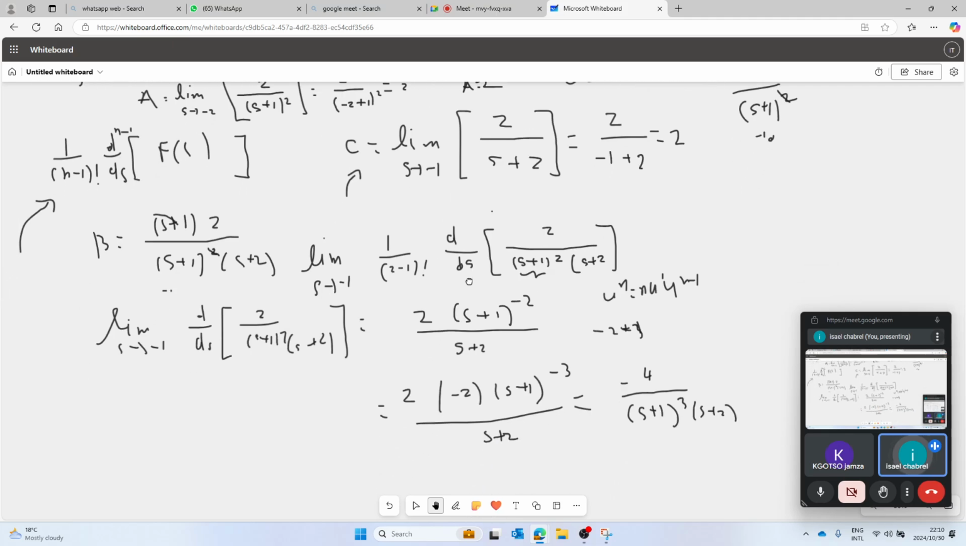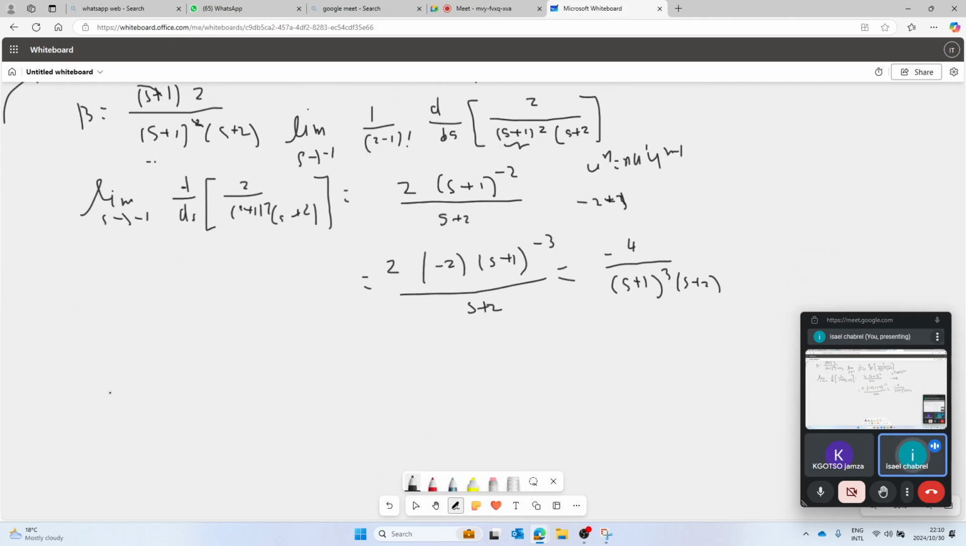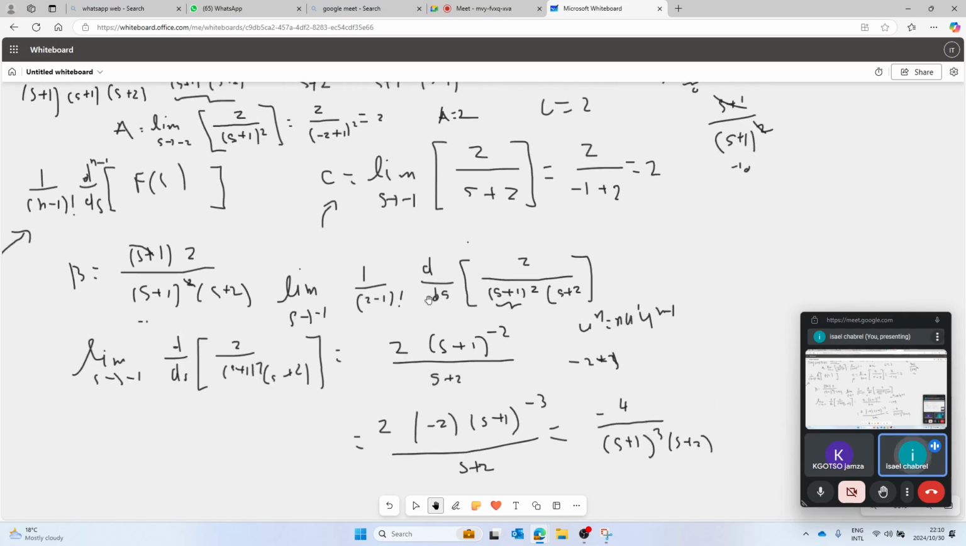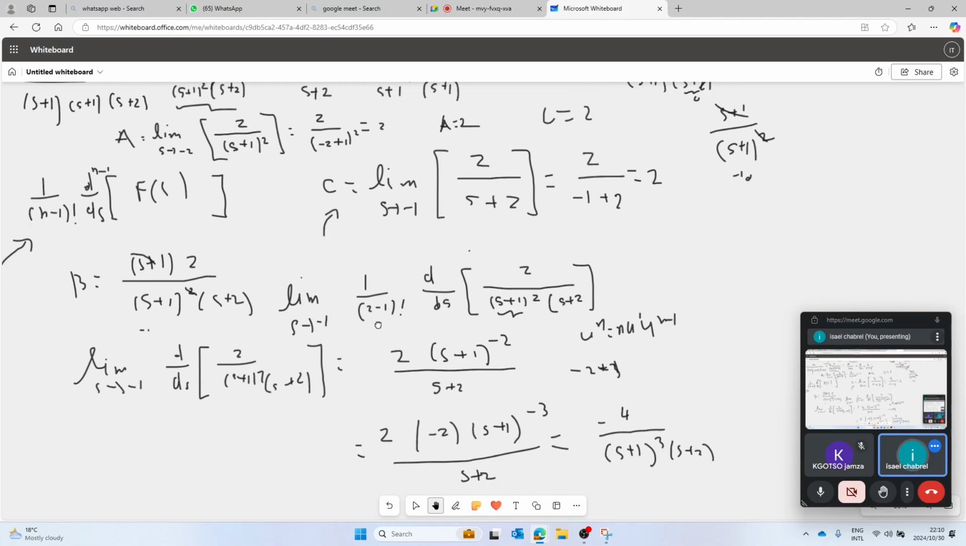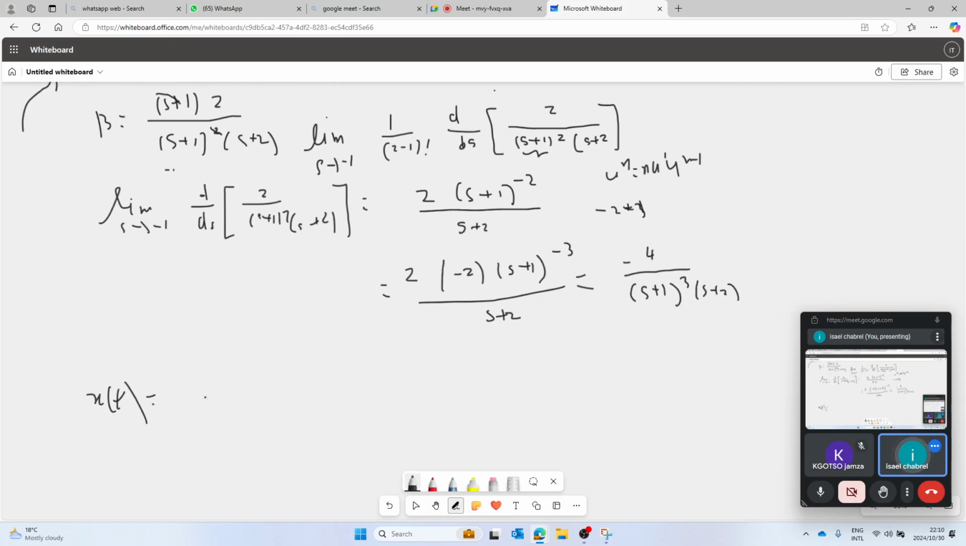The moral of the story is you need to solve for x of t. So x of t is using the inverse Laplace of this one. For this one here, the inverse Laplace will give you exponential negative. Why negative? Because this one is plus, the formula says s minus b. So I know a is 2, so I will have 2 exponential minus 2t. That's for a.